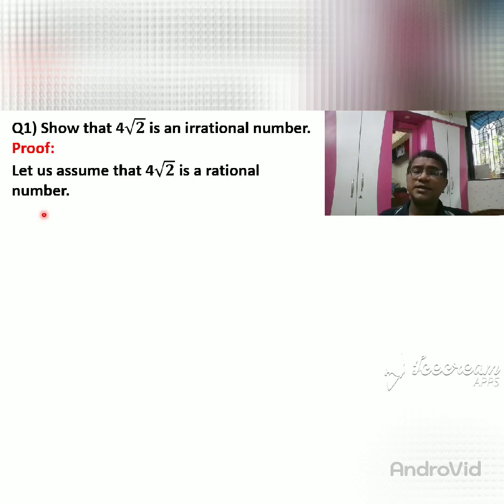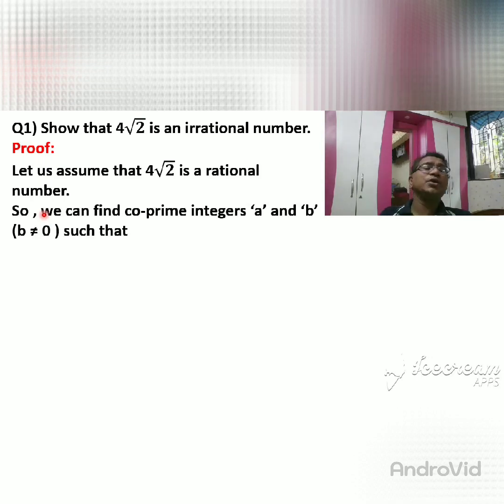Why are we considering this a rational number? Because they want to show irrational, so whatever they want to show, we consider the opposite of that. So we can find co-prime integers a and b, and b is not equal to 0. So 4 root 2 is equal to a upon b.